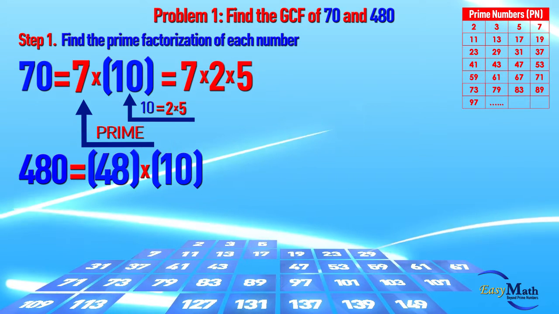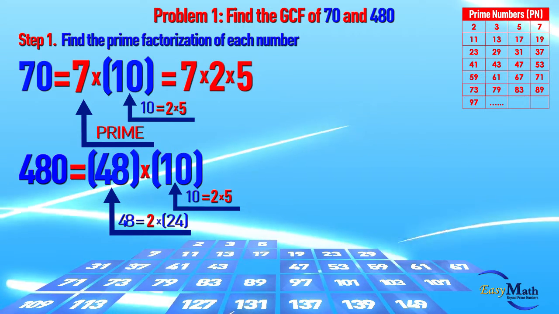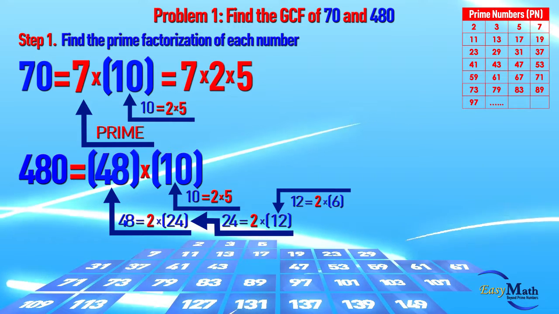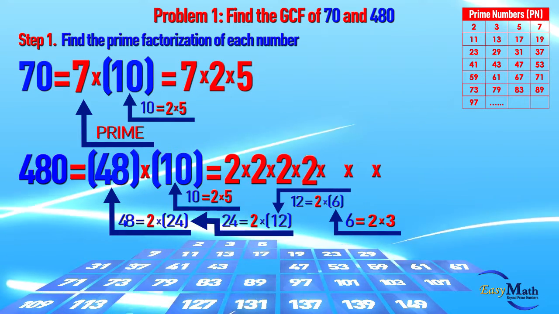480 equals 48 times 10. 10 can be broken down into 2 times 5. 48 equals 2 times 24. 24 can be broken down again into 2 times 12. 12 can be reduced even further to 2 times 6. And 6 can be represented as 2 times 3. So 480 equals 2 times 2 times 2 times 2 times 3 times 2 times 5.